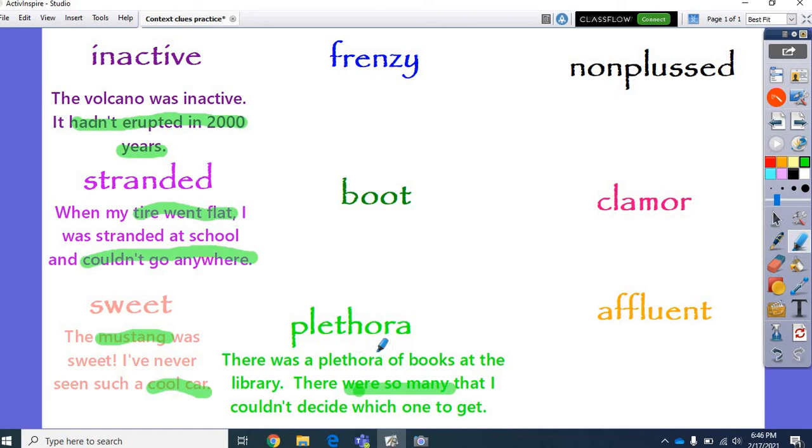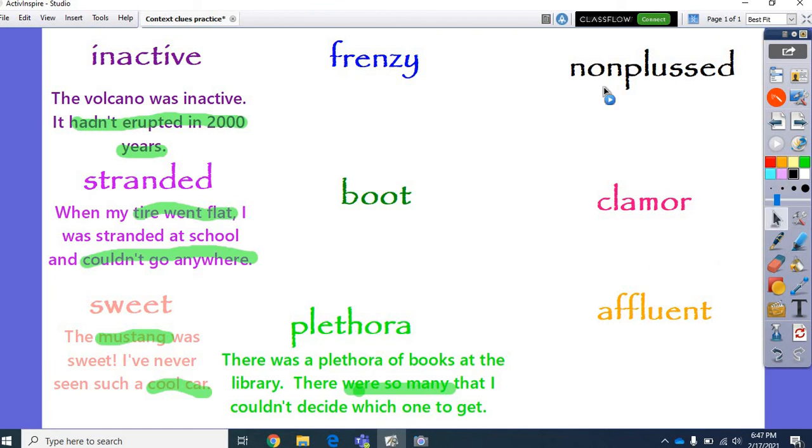Like if you go to Walmart and you're looking for some cookies. If you go in the cookie aisle, there's a plethora of cookies for you to choose from, right? Yeah, there's a bunch of different ones. So plethora just means a lot of things that you can choose from, or there are a lot of things there. So good. That was a hard word and we figured it out.